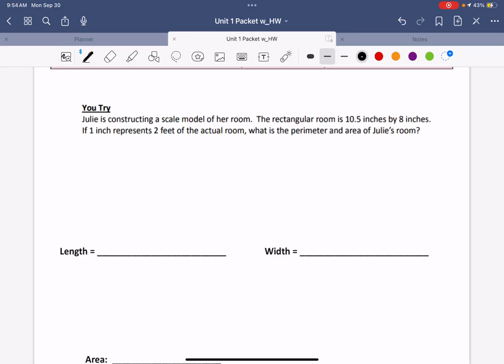All right, so first thing I'm going to write down is my scale, which is 10.5 inches. Oh, just kidding. 1 inch equals 2 feet. That's why it helps me when I highlight it. So 1 inch equals 2 feet. I'm going to go ahead and change that into my proportion. So drawing over actual, I'm comparing inches to feet. I know 1 inch represents 2 feet. And it says the rectangular room is 10.5 by 8 inches. So I'm going to solve for my 10.5 into feet.